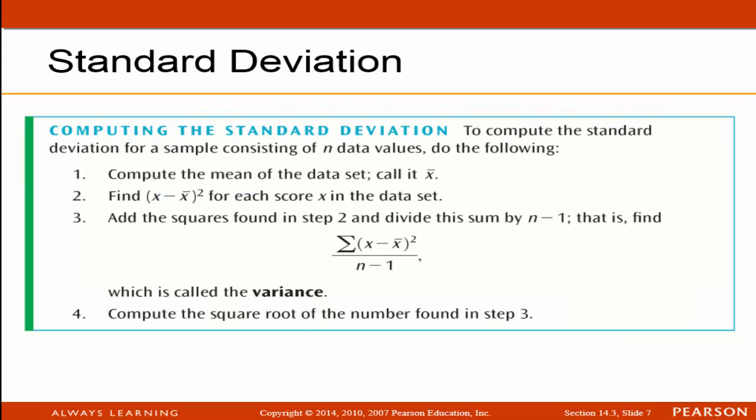So these are the steps in computing the standard deviation. The first thing is we have to find the mean of the data set, and because we're going to be dealing with samples, it's going to be x bar. Then we go ahead and find the squared deviation of the data points from the mean, and we do that for each data point. Then we add up the squares, and then we divide by n minus 1. And this is the variance. So before we find the square root, the value that we get is the variance. And then we'll go ahead and get the square root of the variance, and we get the standard deviation.